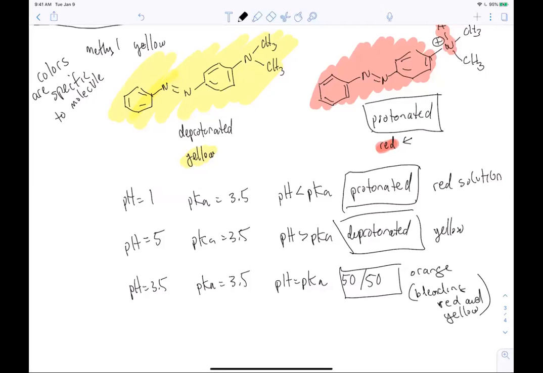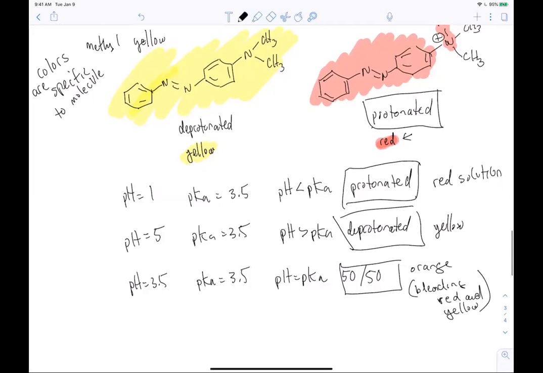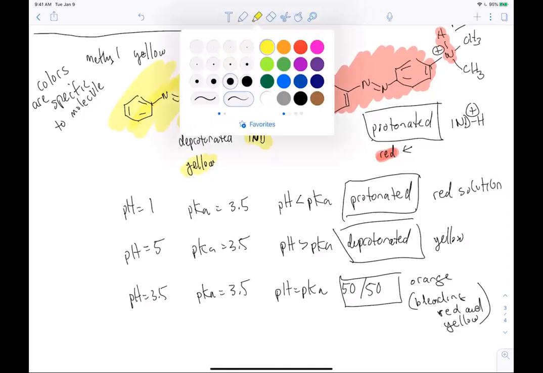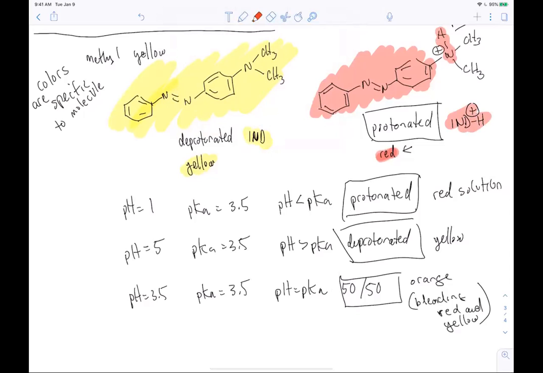Typically the way we deal with this, since this is such a messy thing to draw, and that's not really what this class is over, we'll just call it indicator. So you can abbreviate this as something like this, where it's just indicator, and then the protonated form we can call indicator that's protonated. This is just shorthand for these types of things that you'll see in problems.